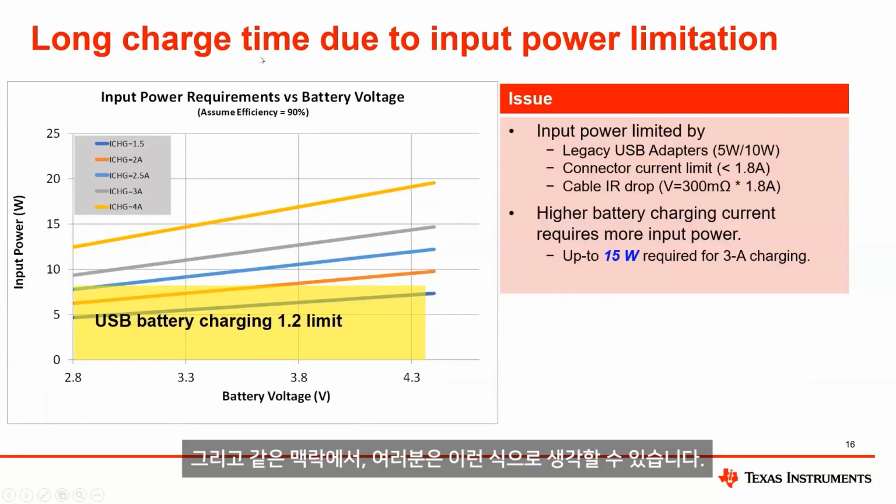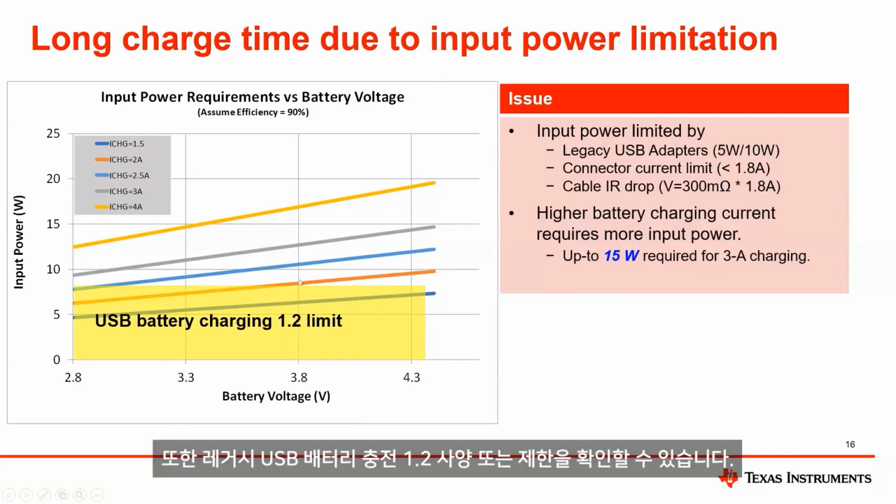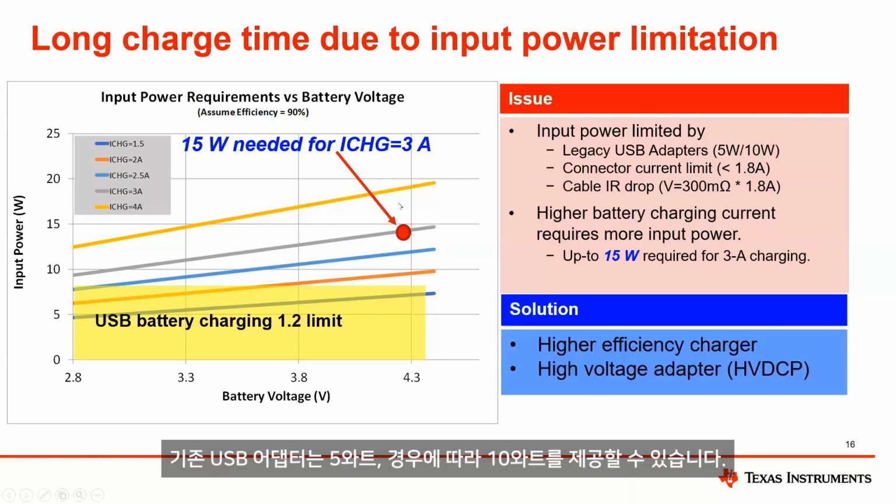And along those same lines, you can think about it this way. You need to make sure that you have enough input power to provide both your system and your charge current. And you can see the legacy USB battery charging 1.2 spec or limit. You can see here that you are somewhat limited, and if you wanted to charge, for example, 3 amps, you would need 15 watt input to get all the way to 4.2. So the legacy USB adapters could provide maybe 5 watts and in some cases 10 watts.